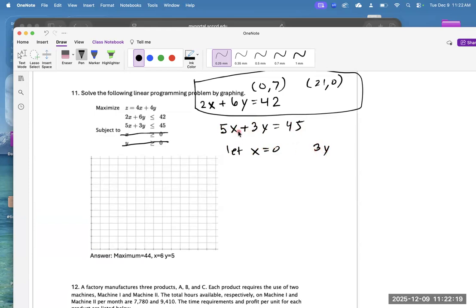So I'm going to skip that step of plugging in 0. As soon as I plug 0 in for x, then that 5x term just drops off completely. So it just becomes 3y equals 45. Then divide by 3 on both sides, and I get y equals 15. So this line is going to have a y-intercept of (0, 15).